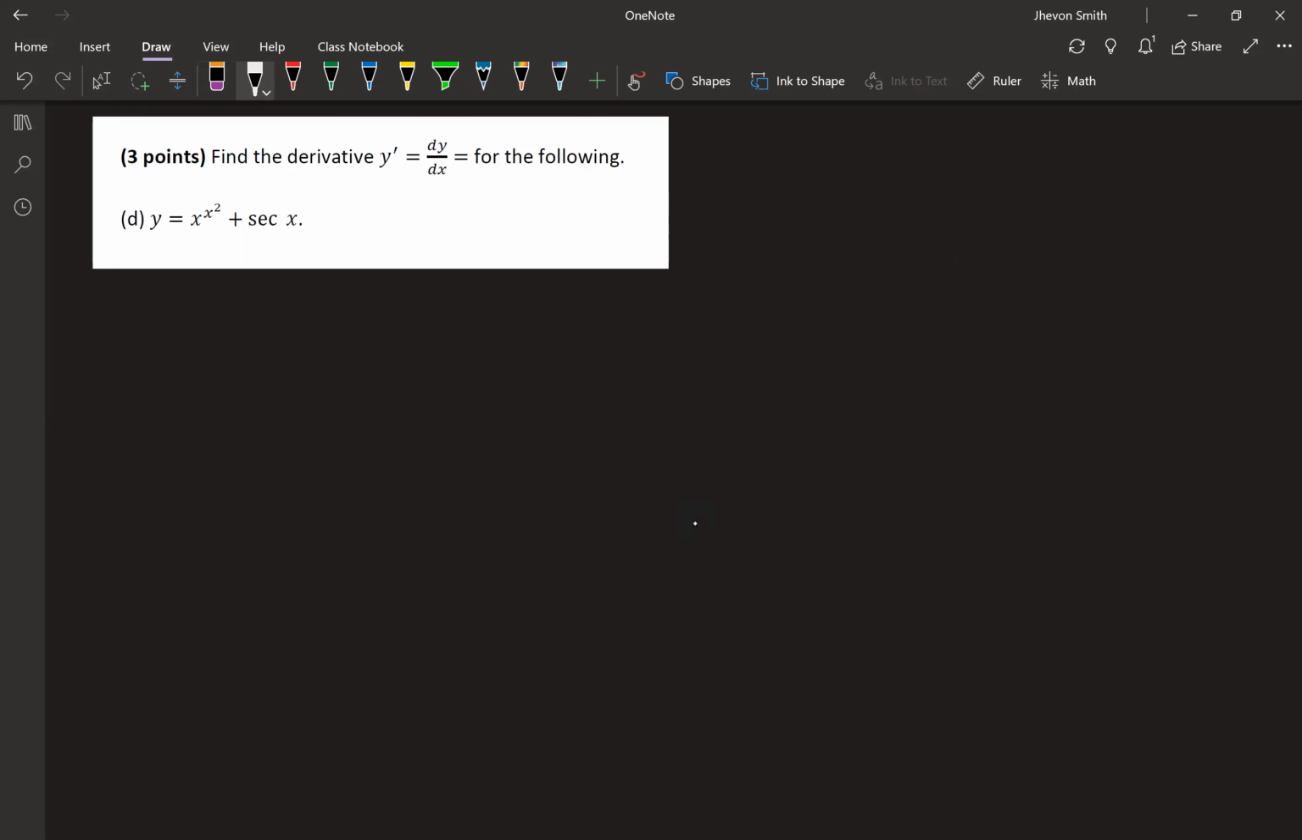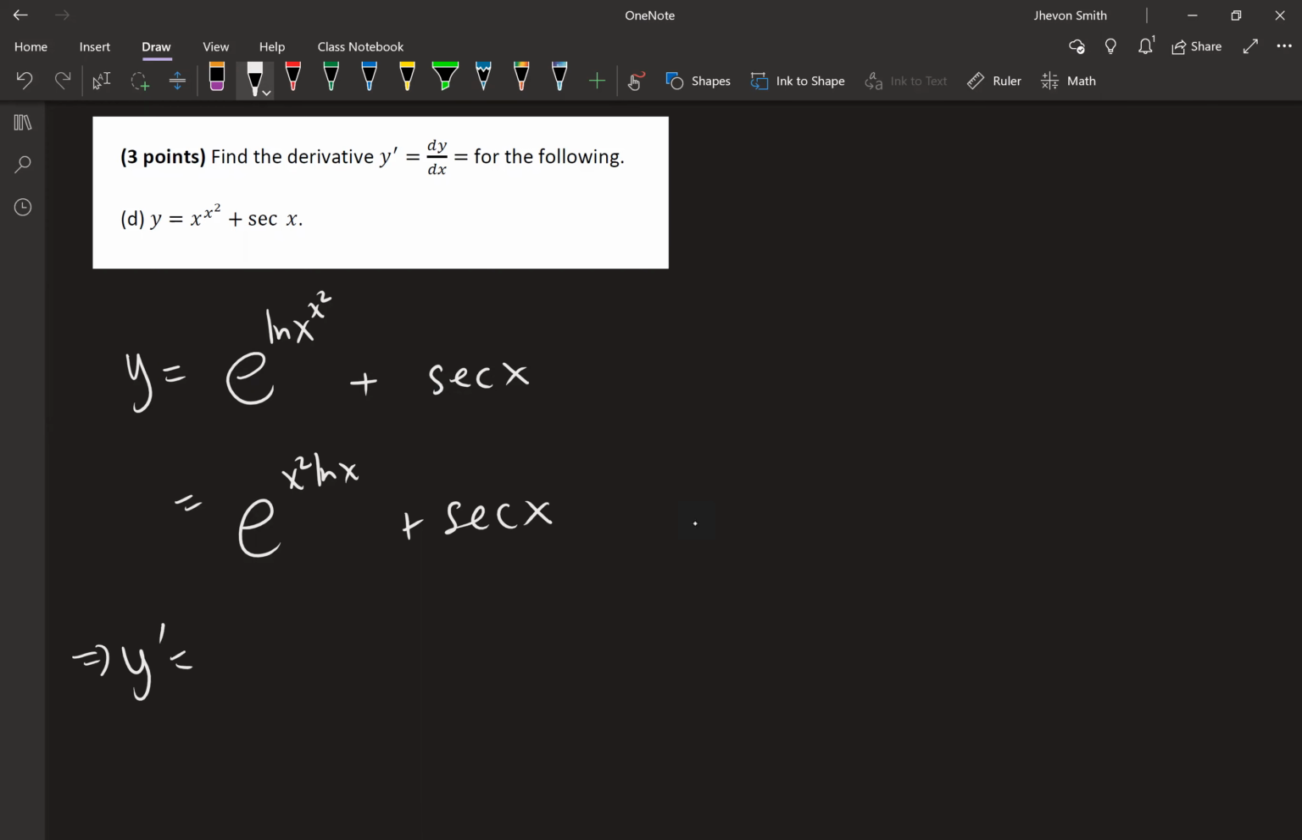We can rewrite x to the power of x squared as e to the power of ln of x to the x squared. Right. So there's the logarithm again. You introduce it to make your life easier. That allows you to write this as e to the x squared ln of x. And so now you can do the derivative. It's the derivative of the power times the original function. That's how you differentiate an exponential.